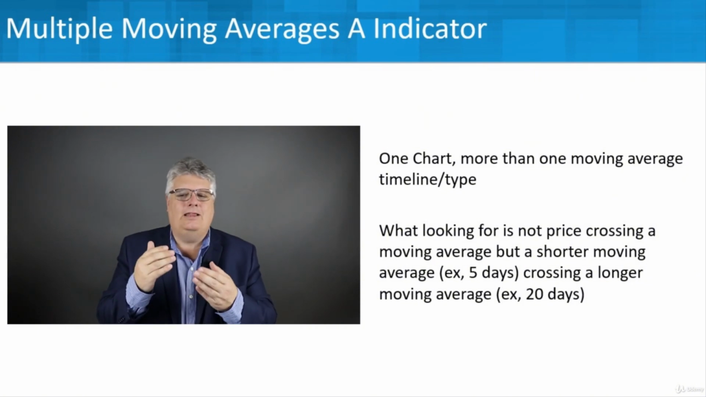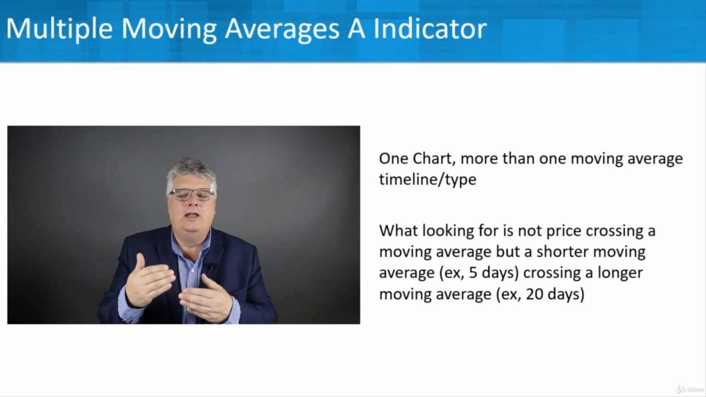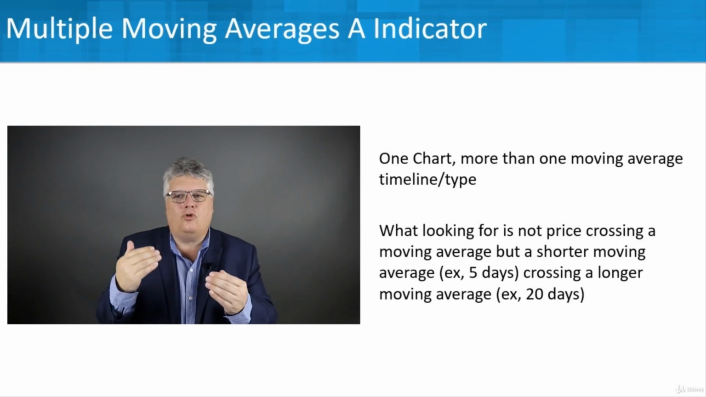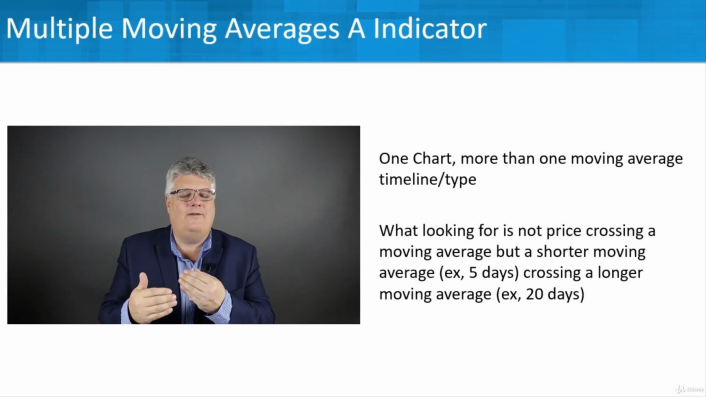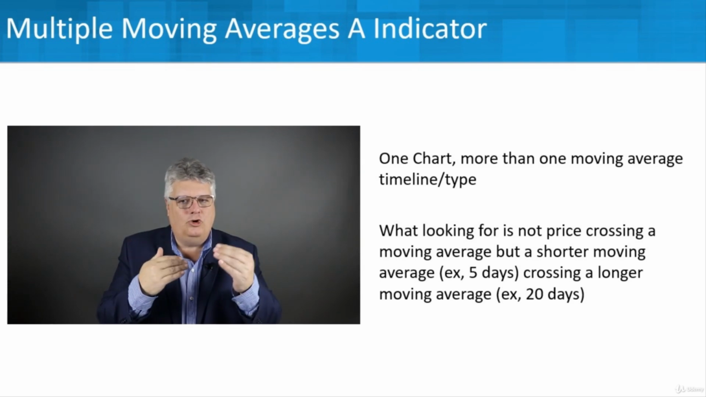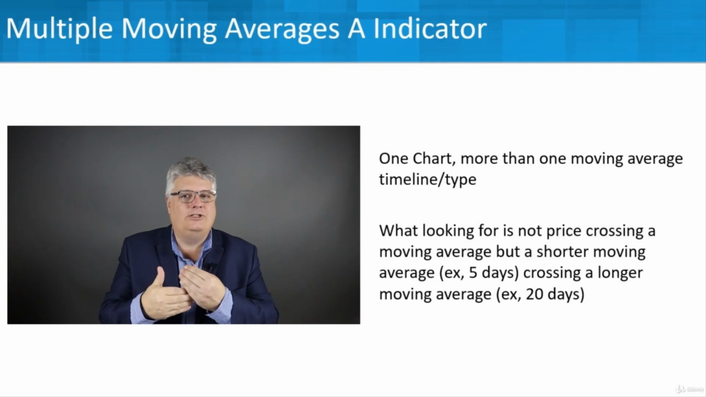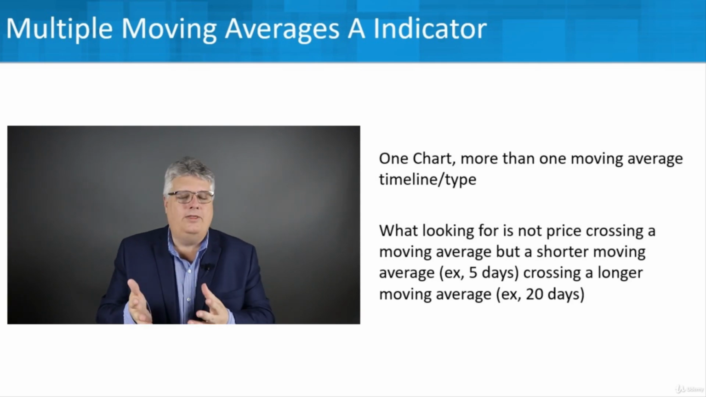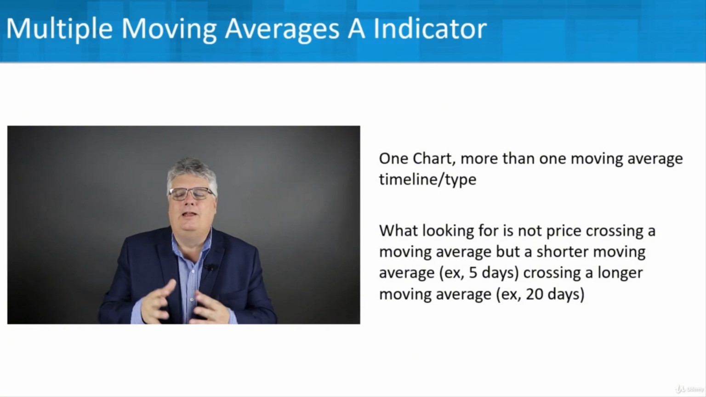What you're looking for is not that the price is going to cross that moving average, but that a shorter timeline moving average is going to cross a longer timeline moving average. We'll have some graphics here that show that in action and what to really look for. But think conceptually, not about price: two moving average lines, crossing over each other is the idea. And then, do you buy or sell based on that crossover? We're going to talk about that.